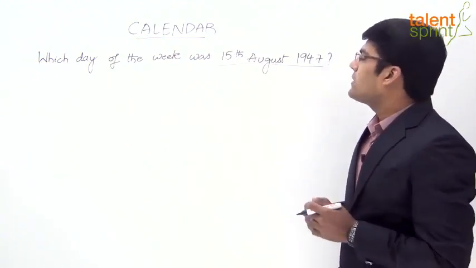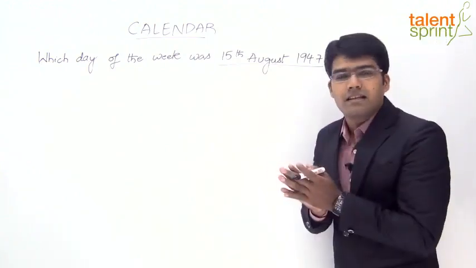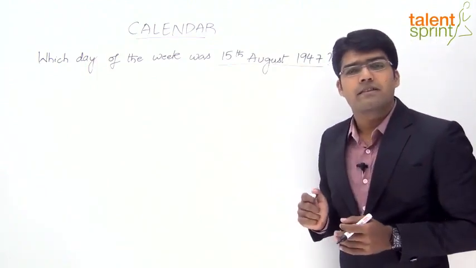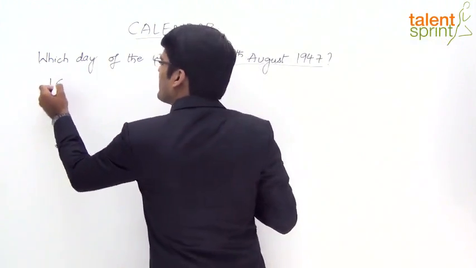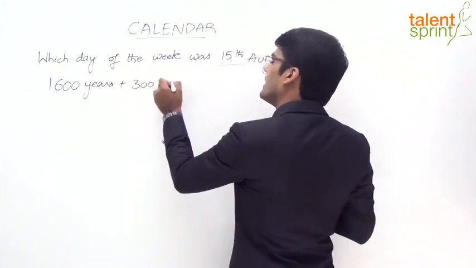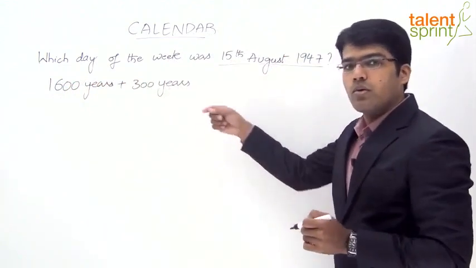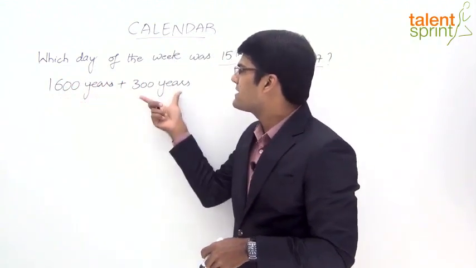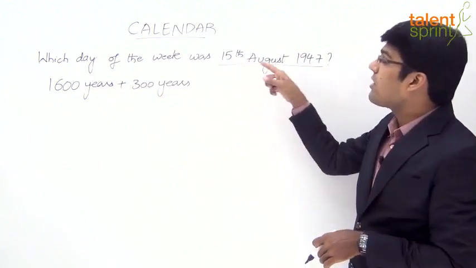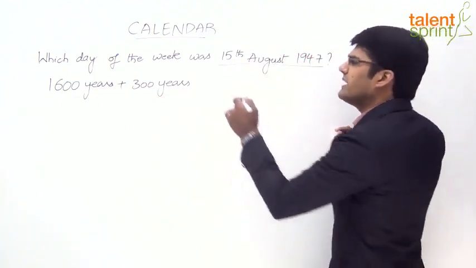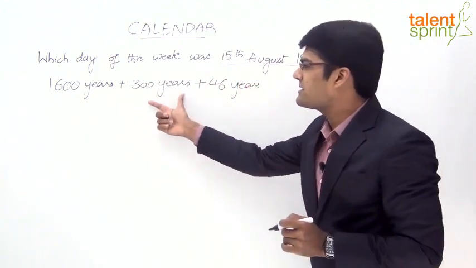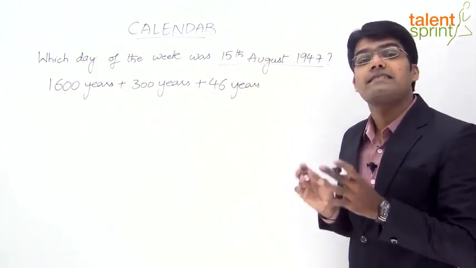Now to make it simple, what we are going to do here is split this date into different parts. For example, look at the year 1947. It can be taken as 1600 years plus 300 years. We'll understand why we are taking it as 1600 plus 300 going forward, but as of now, 1600 years plus 300 years is 1900 years. Now there are 47 more years and 15th August of the 1947th year. So we'll take another 46 years. So far we have taken 1600 plus 300 plus 46, that means 1946 years, right?